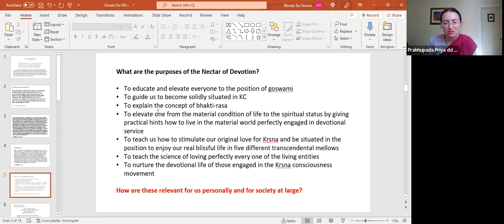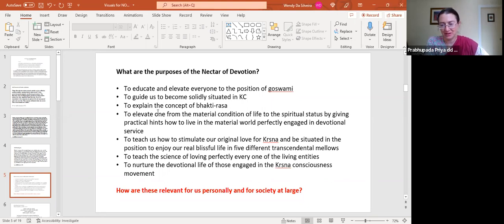Okay, the last one here is to nurture the devotional life of those engaged in the Krishna consciousness movement. This one's pretty obvious. How is that relevant for us personally? We all need our devotional life nurtured, right? We're just beginners in bhakti. There's so much more to know. And just as a child needs to be nurtured by parents in order to grow emotionally, psychologically, mentally and physically healthy and strong to become an adult, we actually really need a lot of nurturing on the path of bhakti.